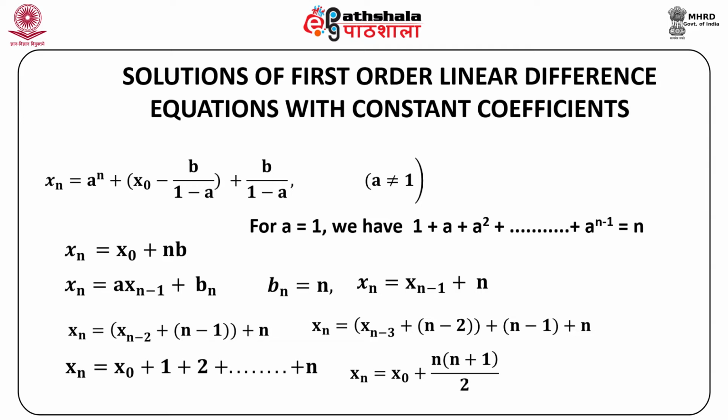In general, equations of the type xn = a xn-1 + bn are difficult to solve, and it usually depends on how complicated bn is. For example, if bn = n, the equation becomes xn = xn-1 + n, or xn = (xn-2 + n - 1) + n, or xn = (xn-3 + n - 2) + n - 1 + n. Continuing in the same manner, we get xn = x0 + 1 + 2 + ... + n, or xn = x0 + n(n + 1)/2.